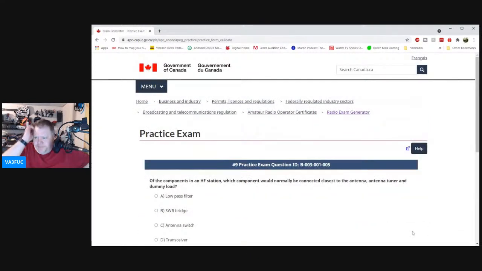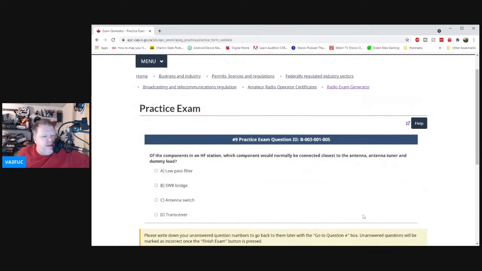Next. So, we're on to 9 now. Of the components of a HF station, which component is normally connected closest to the antenna tuner and dummy load? A, a low-pass filter; B, an SWR bridge; C, an antenna switch; or D, a transceiver? Oh boy. And that's my printer going off. Back in a second.